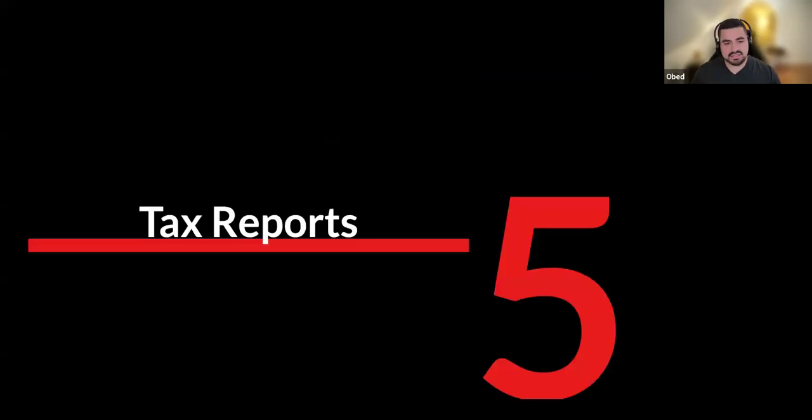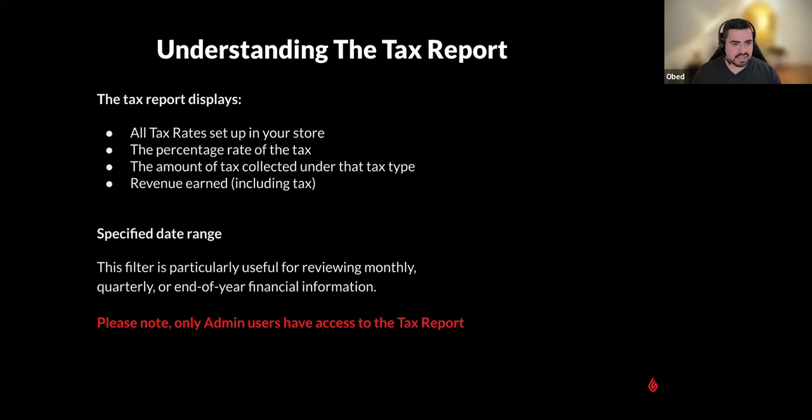And then lastly is the tax report. So the tax report displays all the tax rates in your store, the percentage of the tax, and the amount that was collected. And then the revenue figure that's included in this report will be including tax. Similar to the other reports, you can specify a specific date range. And something to keep in mind is that only admin users have access to that report.